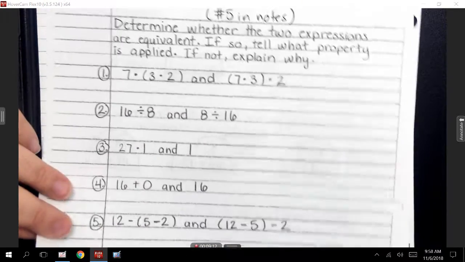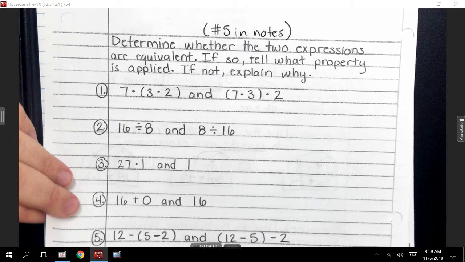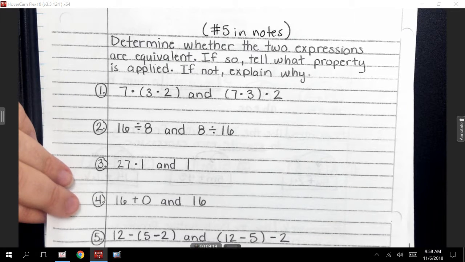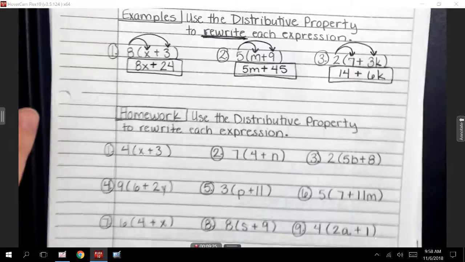So is this homework? This is homework. The rest of it, you have plenty of time to finish. Everyone has been able to finish today. All right, distribute on the front. Name your properties on the back. Okay.